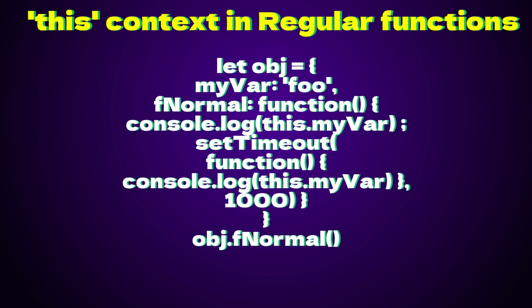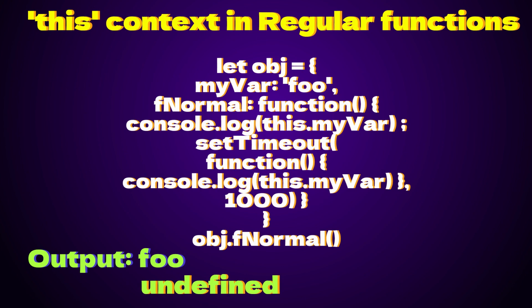In this code example, the first console.log statement will print foo because this keyword refers to the object obj that called the fnormal function. Then we pass an anonymous function to the setTimeout function. Since the callback function here is a regular function, as we have seen before, this keyword will refer to the object that calls the function. In this case, the object that called the setTimeout function is the global object. Hence, the value of myvar when accessed within the callback function is undefined and the second console.log statement prints undefined.